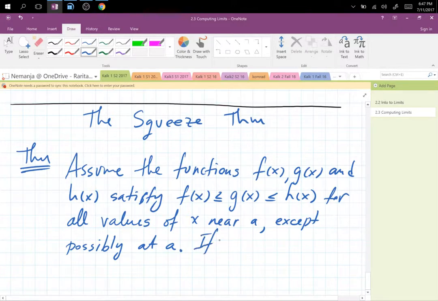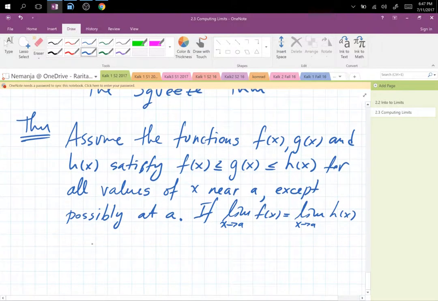If the limit as x goes to a of f of x is the same as the limit as x goes to a of h of x, so 2 at the ends, equals say L, then the limit of the one that is squeezed in between, which is g of x, also has to be that L. It's the Squeeze Theorem.